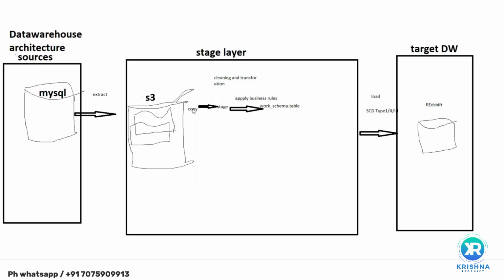What is the source for copy? S3. As per this diagram only. What is the source for copy? S3. S3 means data is in which format? File format. So you cannot use insert select, insert into table, select star from table. Here S3 is not a table, it's a file.